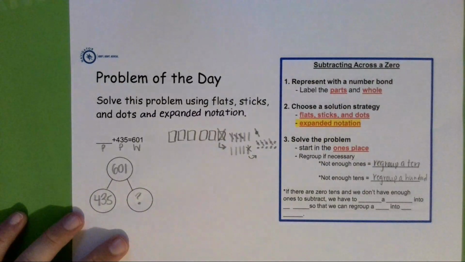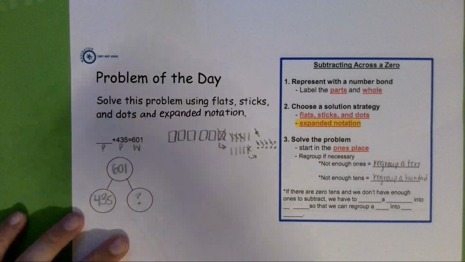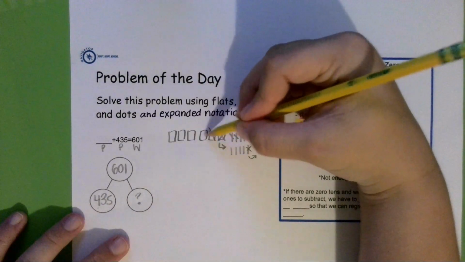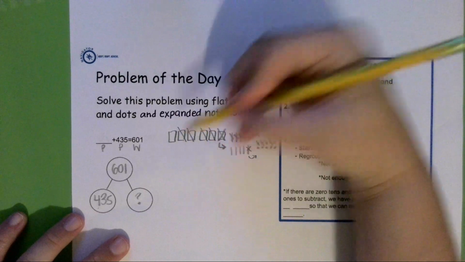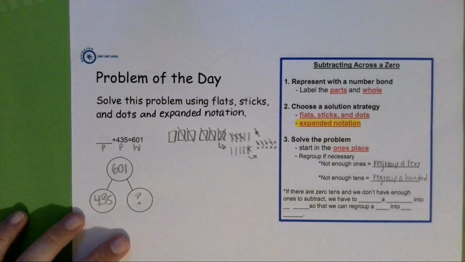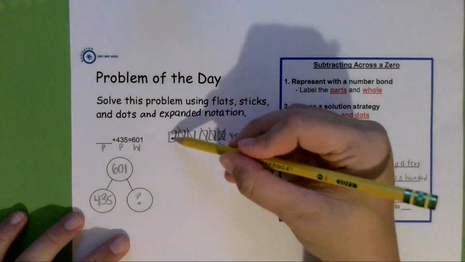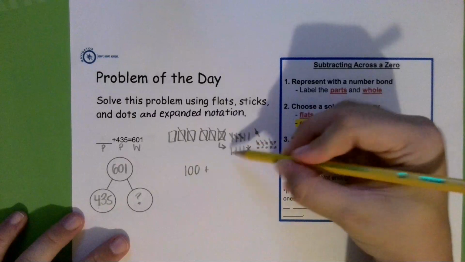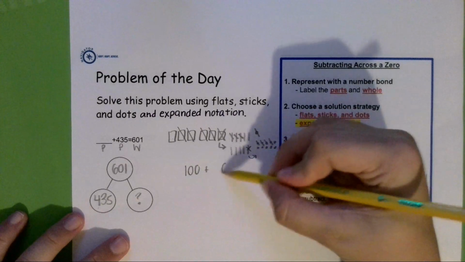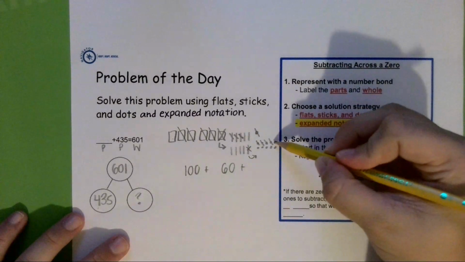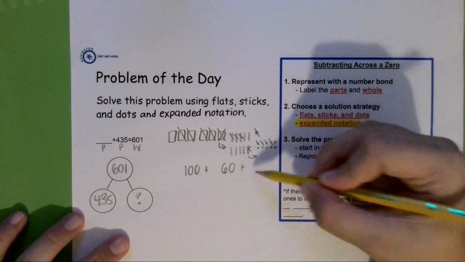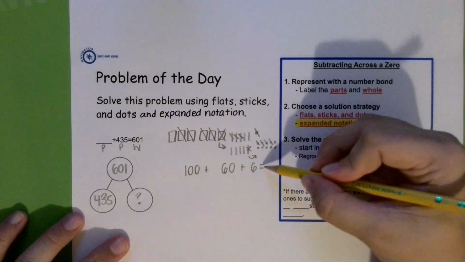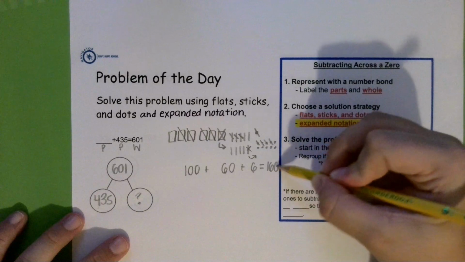How many hundreds should we subtract? Say it out loud. Right, 4 hundreds. Let's do it. Count with me. 100, 200, 300, 400. Now let's count what's left, starting in the hundreds place. Count with me. 100. Now the tens. 10, 20, 30, 40, 50, 60. And the ones. 1, 2, 3, 4, 5, 6. So our missing part is, right, 166.